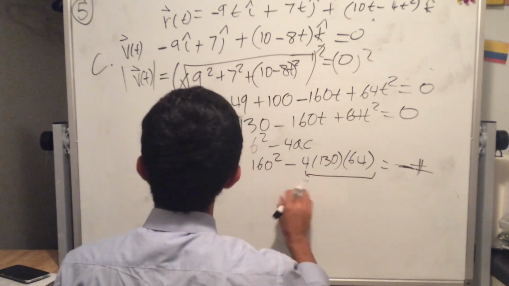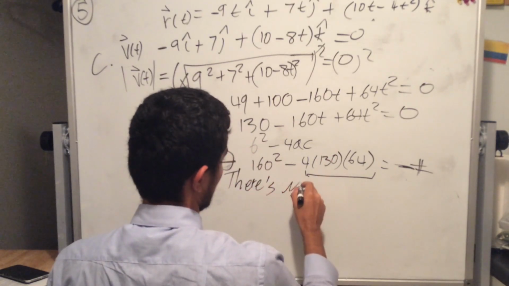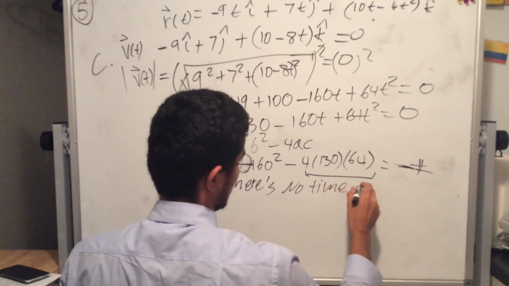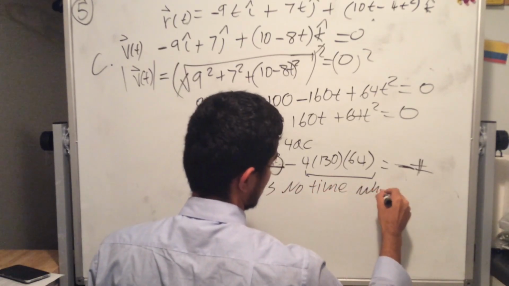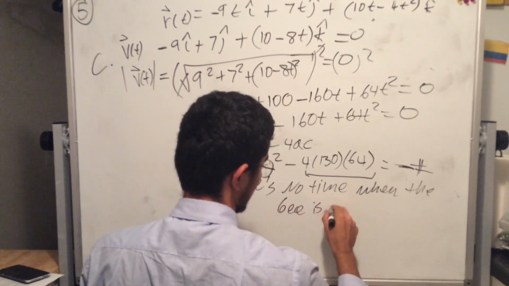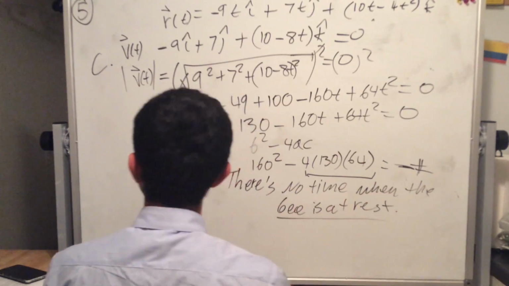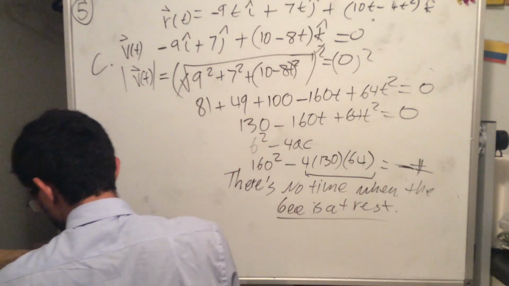So there's no time when the bee is at rest. So that's the answer. Now let's move on to part D. Last question.